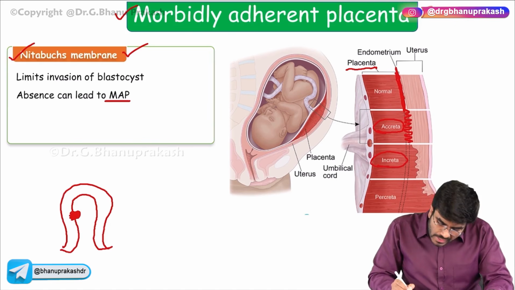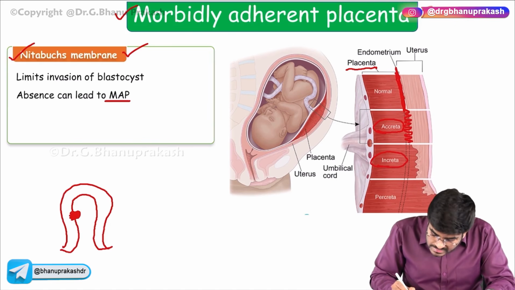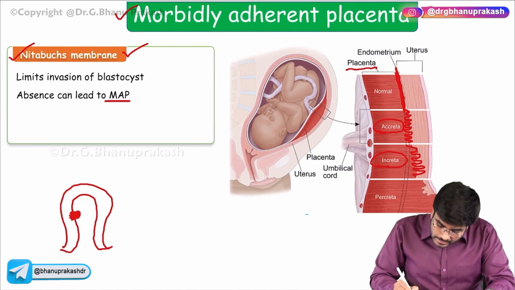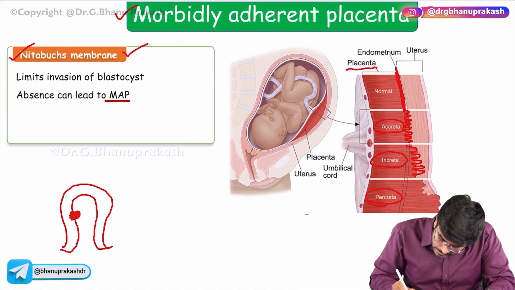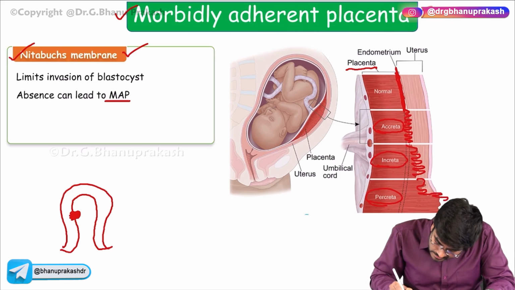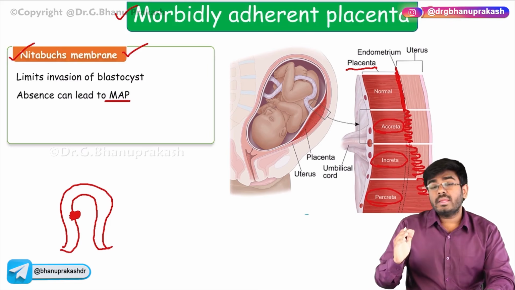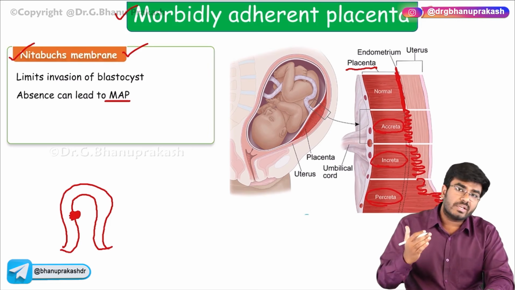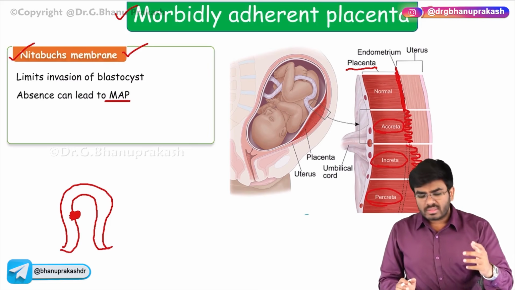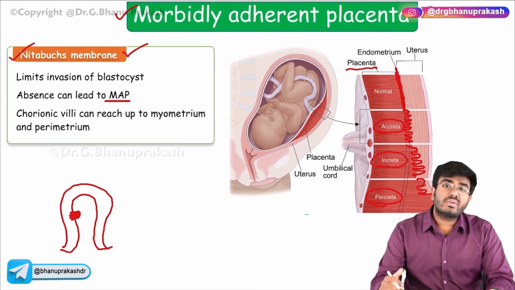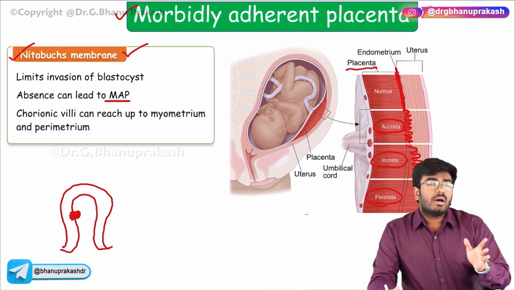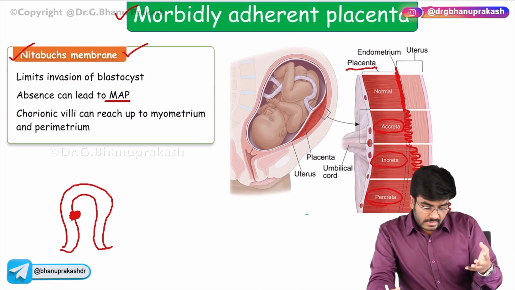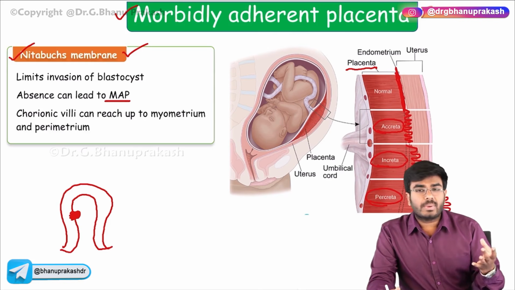If I am talking about placenta increta, the placental villi are going deep into the myometrium, and in placenta percreta, please consider these placental villi are even coming to the serosa or perimetrium. So, if someone asks you, what are the three different types of morbid adherent placentas? They are placenta accreta, increta and percreta.